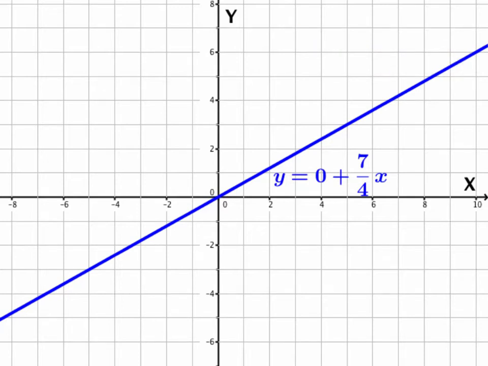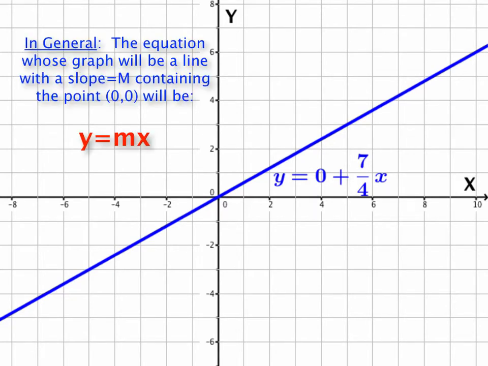In each of these equations, we didn't have to have that 0 there. I like to have it, but you didn't need to. And in general, we can say that the equation whose graph will be a line with the slope m containing the point (0, 0) will just be y = mx.